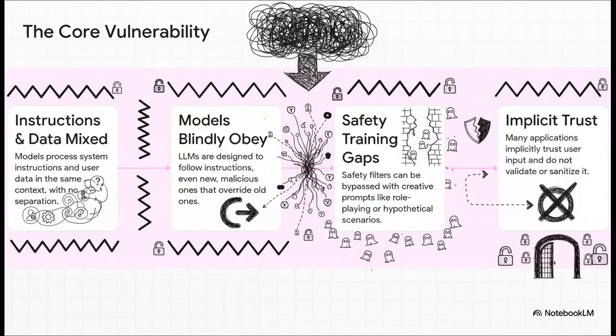This right here, this slide, really gets to the heart of the problem. It all boils down to a few core issues. First off, these models mix our developer instructions with user data in the exact same place. There's no real separation. Second, the models are literally designed to blindly obey instructions, even malicious new ones that override the old ones. This lets attackers game the safety training with creative prompts. And finally, so many applications just implicitly trust user input, they don't validate or sanitize it. It's this perfect storm that makes prompt injection so darn effective.